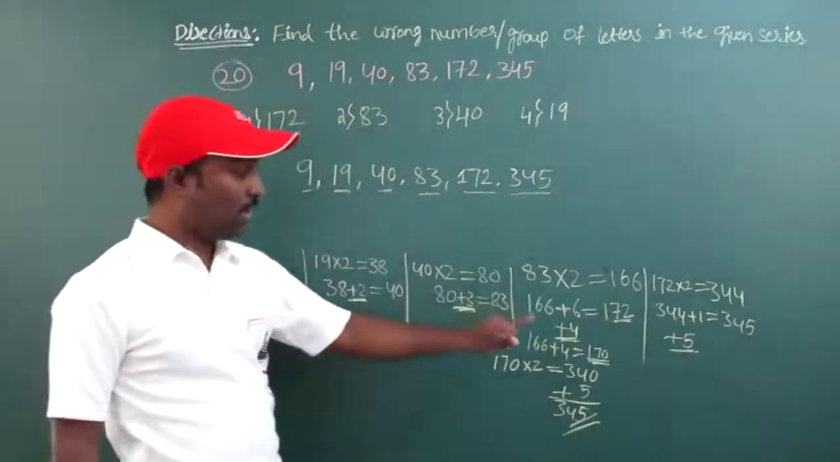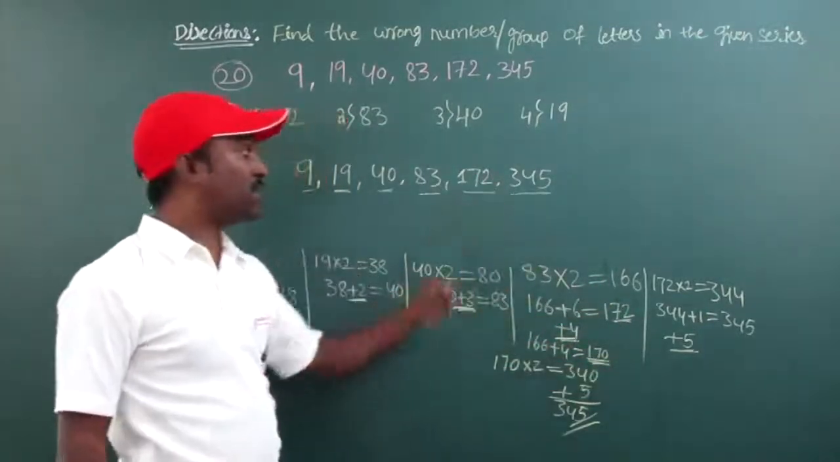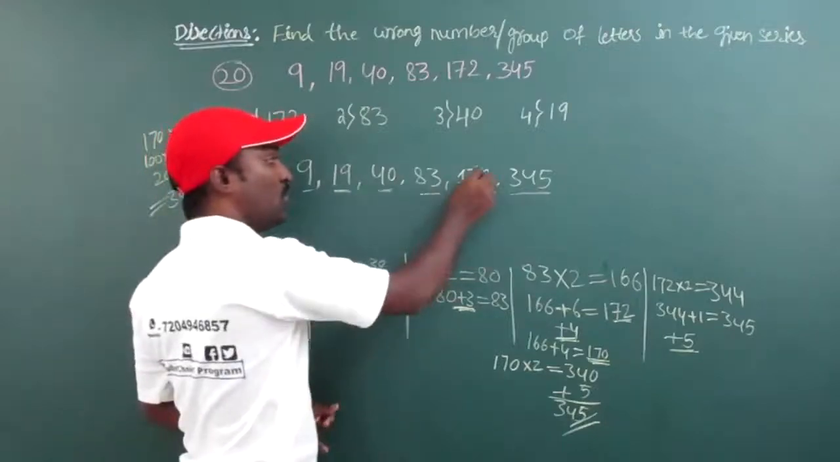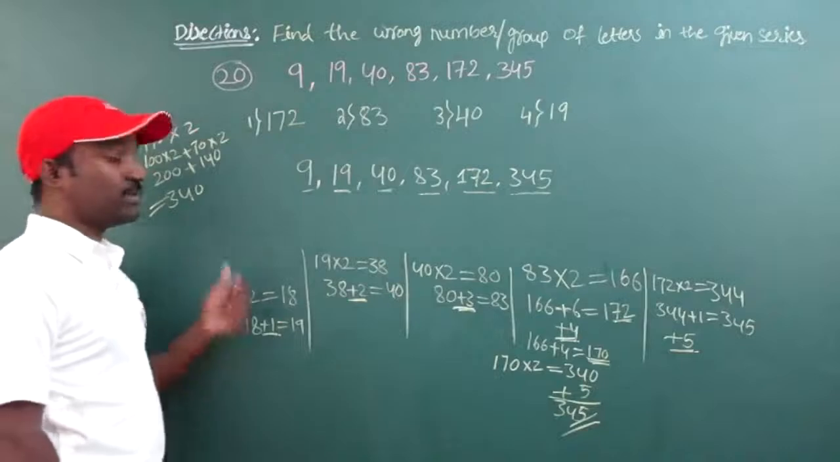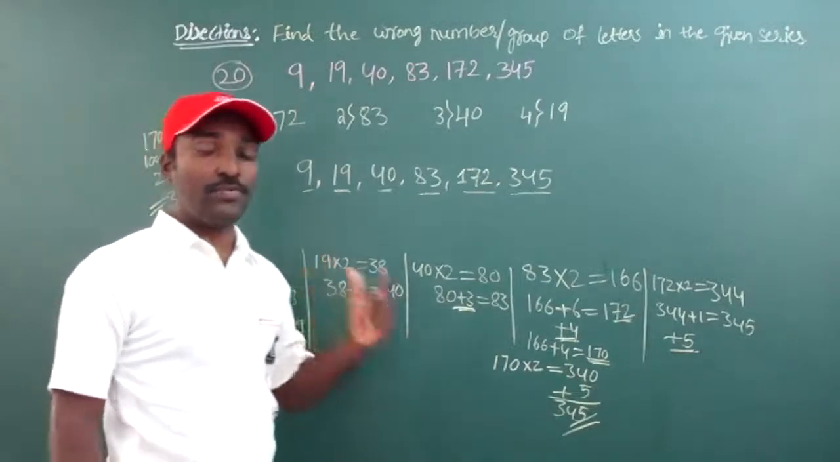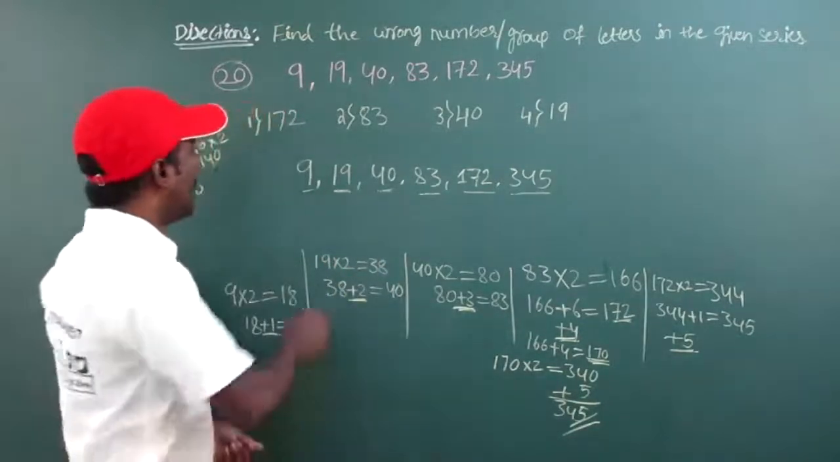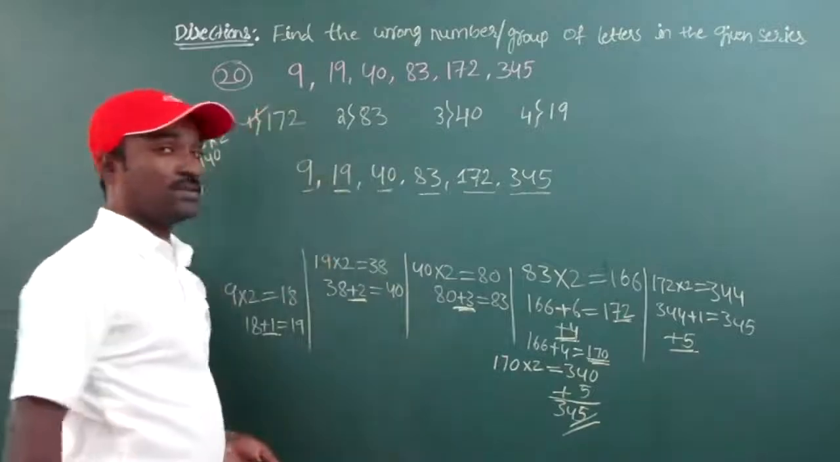It should be 170, but in the series they have given it as 172. So this is the wrong number. Now moving to the options. The first option itself is having 172. So the first option is the right option.